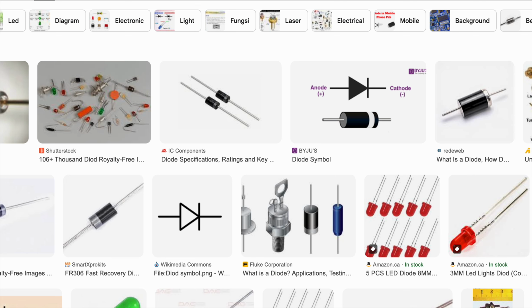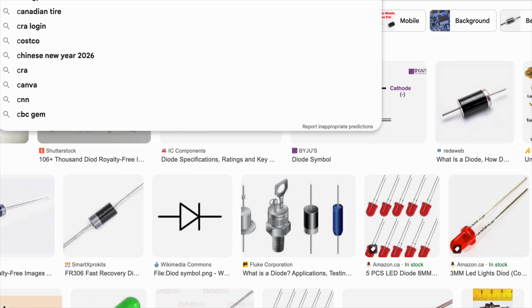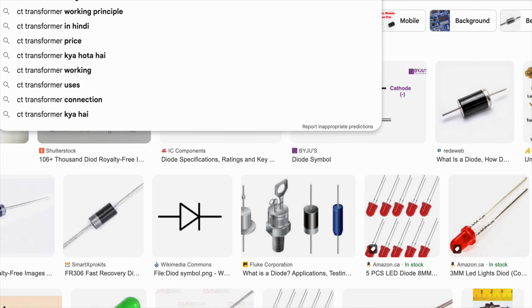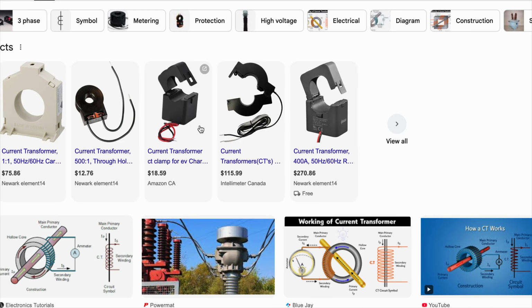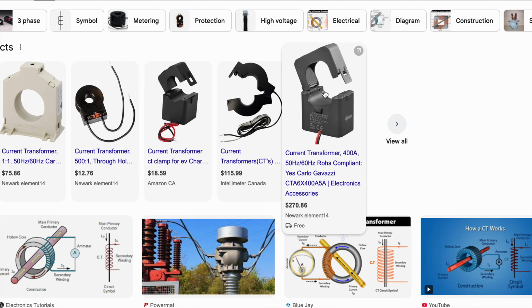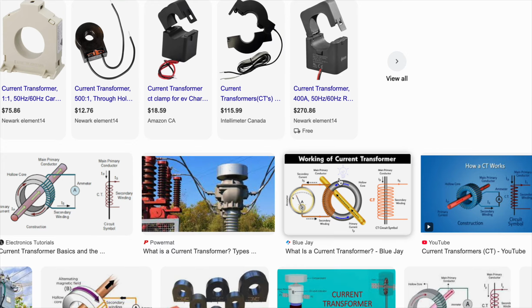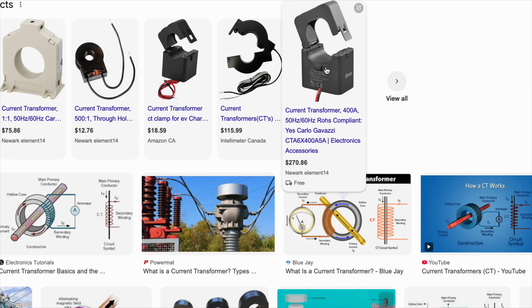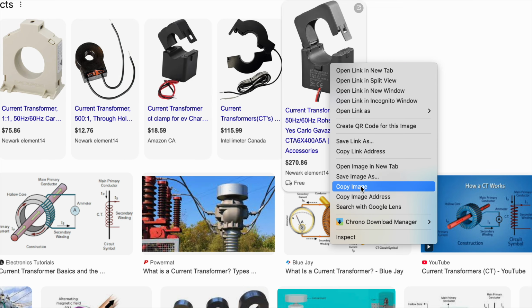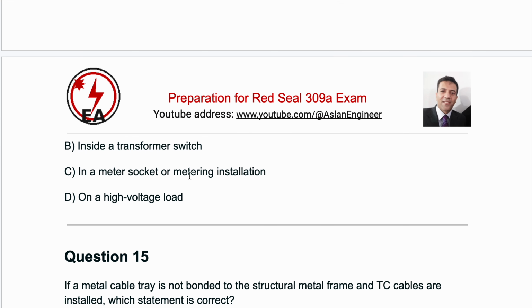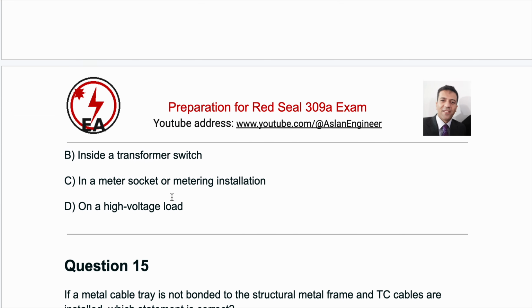Let me show you the internal CT measurement or CT transformer. Okay, these ones are CT transformers. We use these ones. Also, this one is a good one.